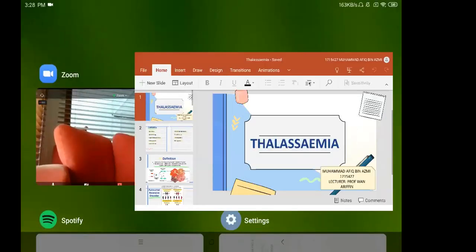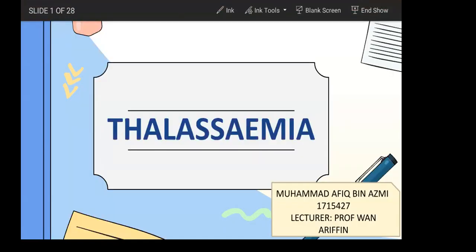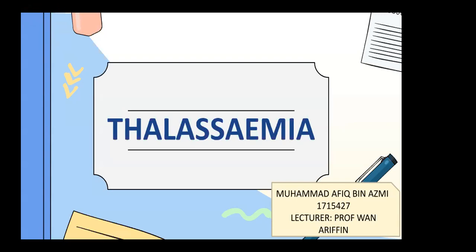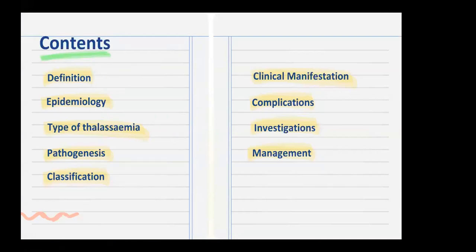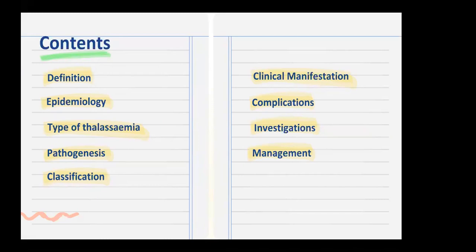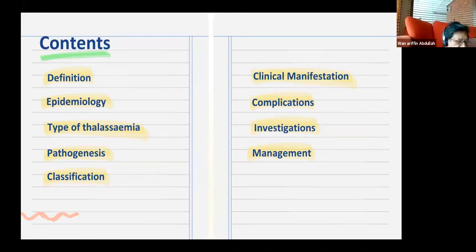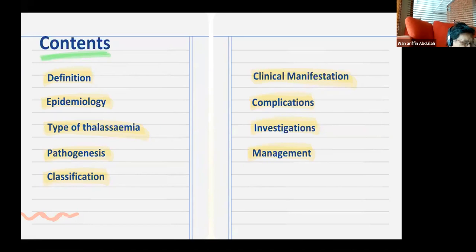Bismillahirrahmanirrahim. Can you guys see my slide? Yes, thank you. My name is Mama Afi Ben Azmi, and I will be presenting thalassemia, which is the third presentation for today. How many presenters are there today? Five. So you're the third person, thalassemia, and the fourth person, you're going to talk on what? G6PD. And the last one? ITP. Okay, ITP is not an anemia problem. Why mix the two? Okay lah.